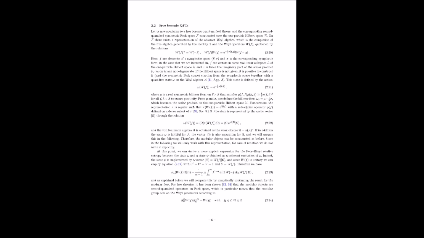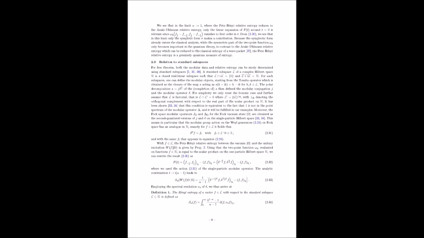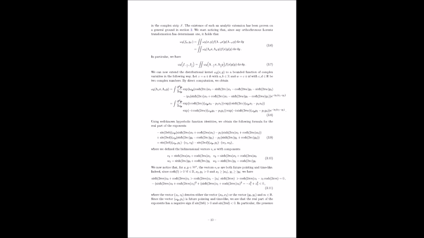So they've established the well-definedness, non-negativity, and monotonicity of Petz-Rényi relative entropy. What other mathematical tools do they develop before diving into specific examples? One of the key tools they introduce is the concept of analytic continuation of the modular flow. This technique is essential for calculating the powers of the modular operator, which are needed to compute the Petz-Rényi relative entropy. Okay, I remember you mentioned this earlier, but can you remind us again how this analytic continuation works? It sounds like a pretty powerful trick.